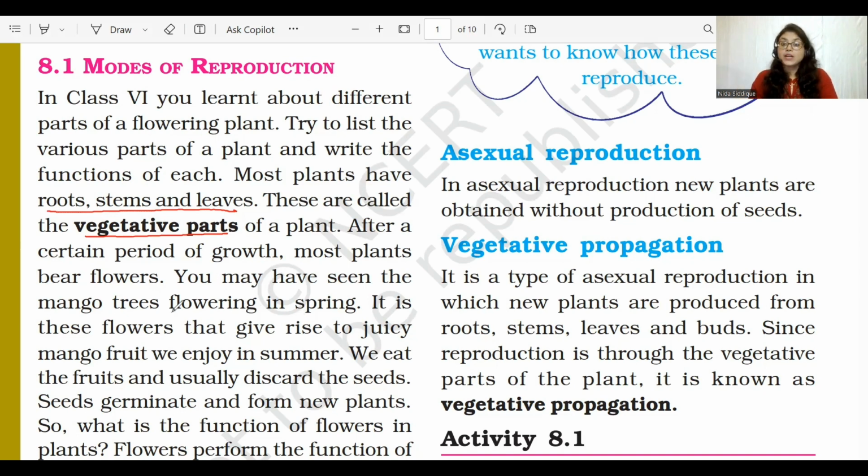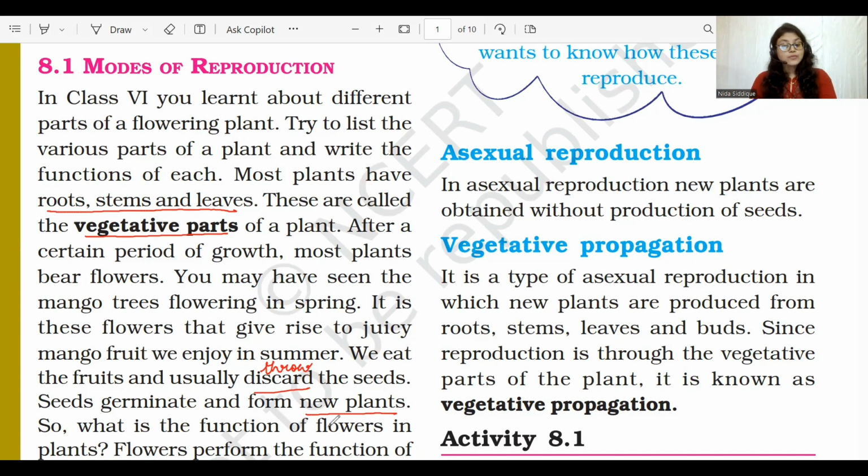You may have seen mango trees, they flower in spring. And these flowers give rise to juicy mango fruit that we enjoy in summer. So we eat the fruits and usually discard the seeds. Discard means we throw away the seeds. Now these seeds will germinate and form the new plant. So this is how the life cycle goes on. The flower, ये fruits में convert होंगे. We will eat the fruit, we will throw away the seed. Again, the seed will germinate and there will be a formation of a new plant.